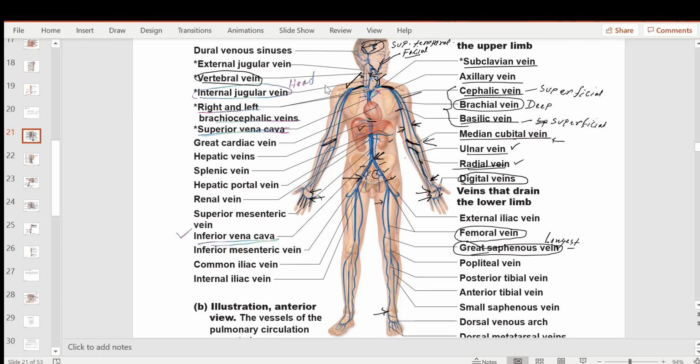Now let's see the femoral vein. This is the femoral vein, this one. Okay, and from the upper part of the femoral vein you get the great saphenous vein, as well as another large vein that arises, and the tributary is called the circumflex femoral vein, this one.